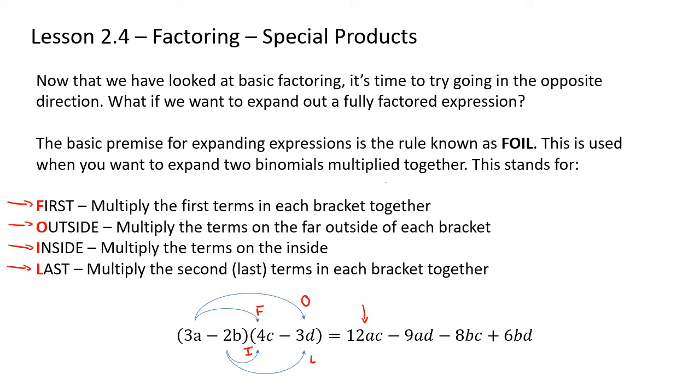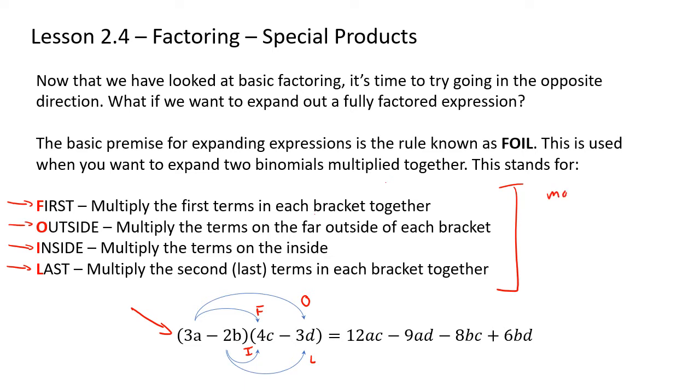Now you don't have to do them in that order. It's just easy to remember that acronym that way. But as long as you do all 4 of these operations, you will have properly multiplied out this equation here, which in this case is 2 binomials.